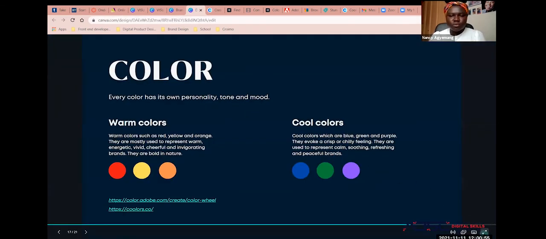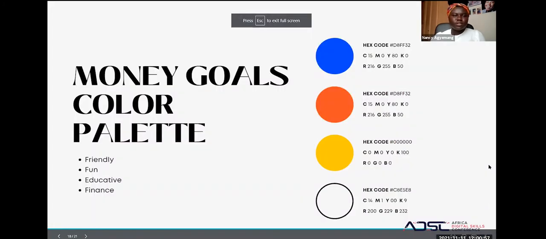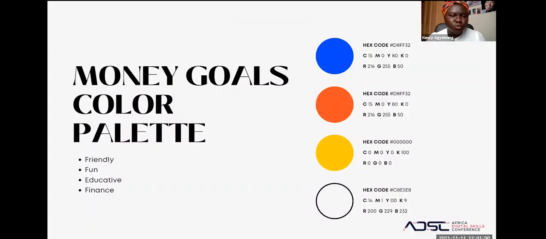Okay, so let's go back to our brand. So Money Goals color palette. We want to go for something that is friendly, fun, educative, and also finance. So in finance, mostly you see that they use blue, like very cool. The cool one is toned down to represent security, because you are dealing with money. So people want to be sure that their money is safe with you. And so mostly they'll go for something that is toned down, that is cool, that makes the people trust them.